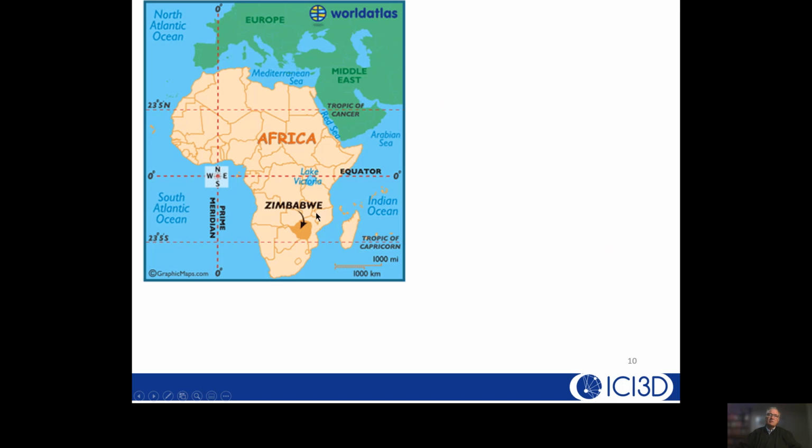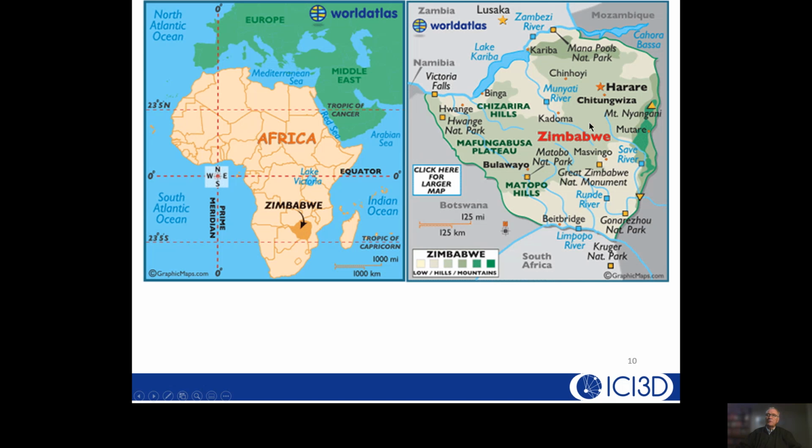So this experiment was done in Zimbabwe. Here's Zimbabwe, you know where it is. And if I blow it up, there's Harare, and here's Lake Kariba on the Zambezi River. And we're going to be looking at an experiment done on an island just off the town of Kariba.